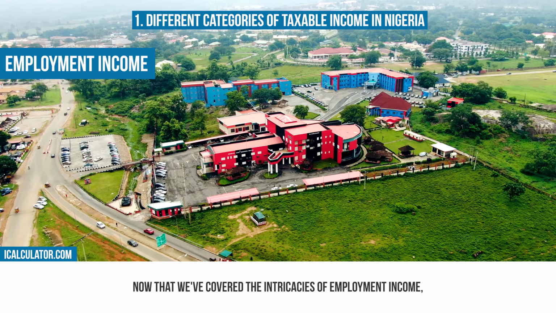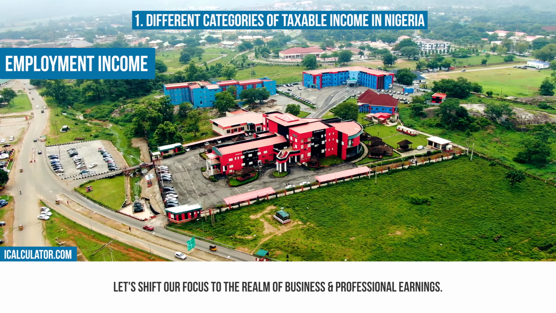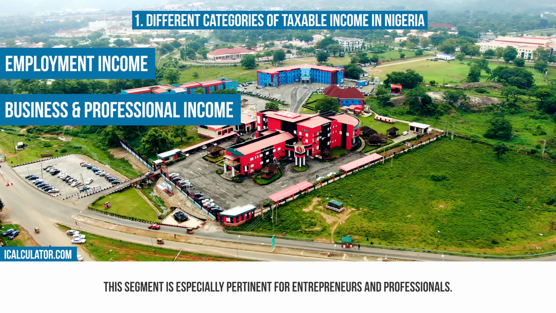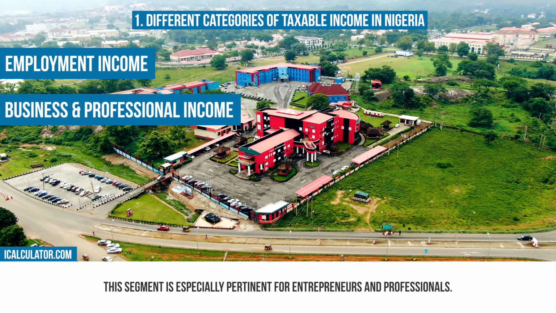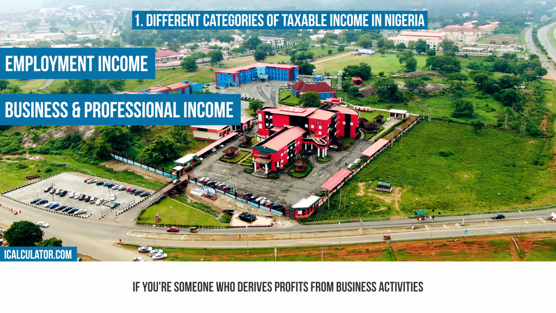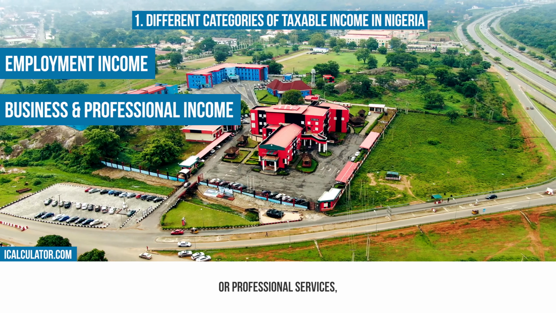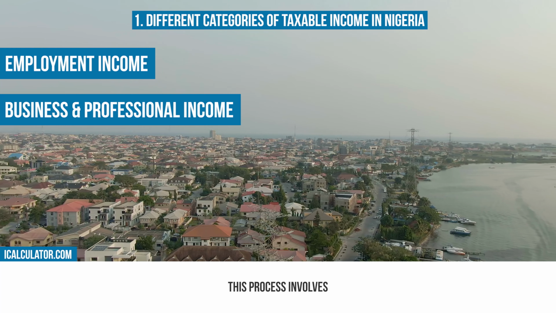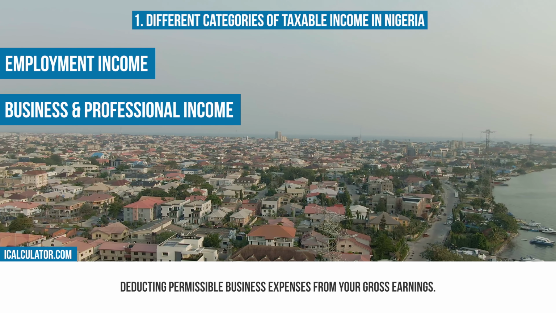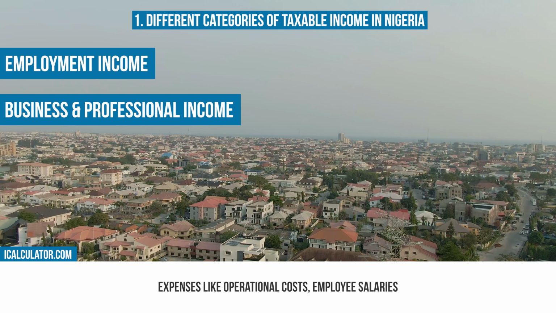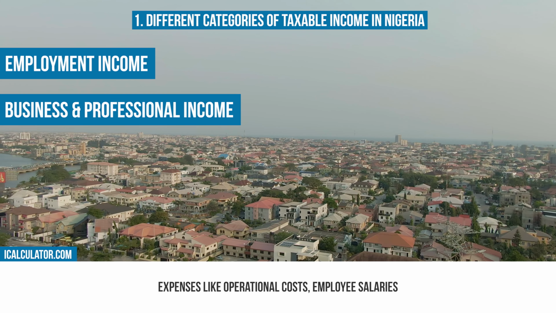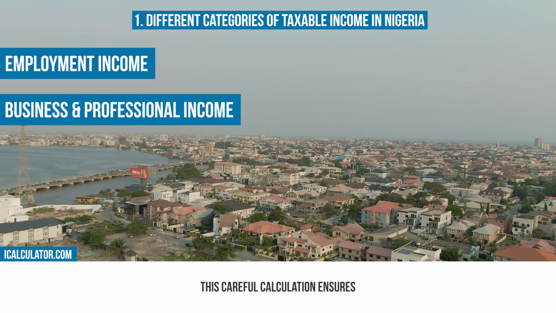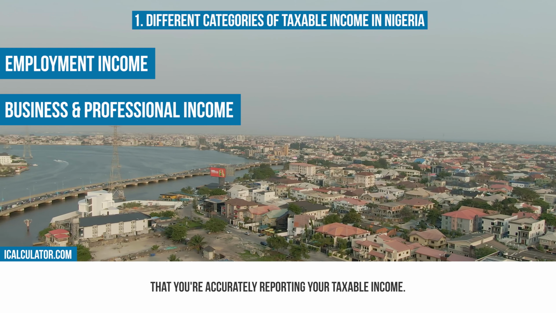Now that we've covered the intricacies of employment income, let's shift our focus to the realm of business and professional earnings. This segment is especially pertinent for entrepreneurs and professionals. If you're someone who derives profits from business activities or professional services, it's essential to understand how your net business income is calculated. This process involves deducting permissible business expenses from your gross earnings. For example, expenses like operational costs, employee salaries, and other necessary business expenditures can be deducted. This careful calculation ensures that you're accurately reporting your taxable income.